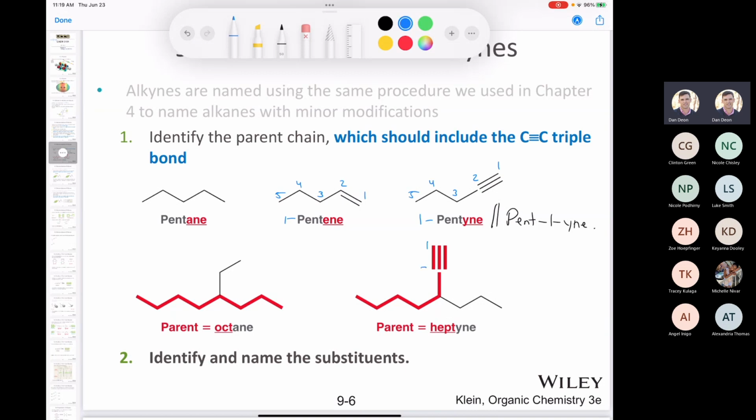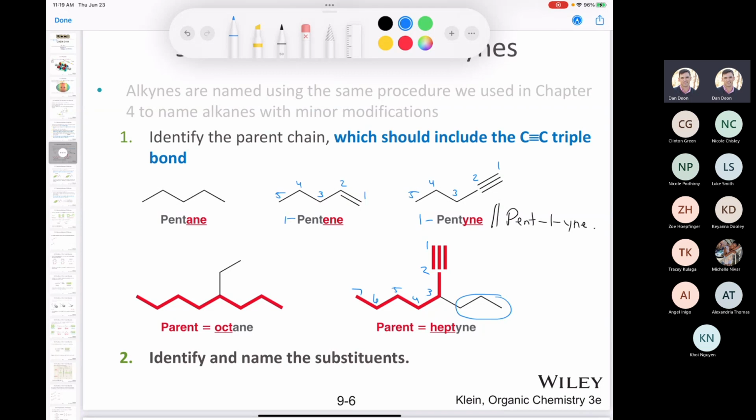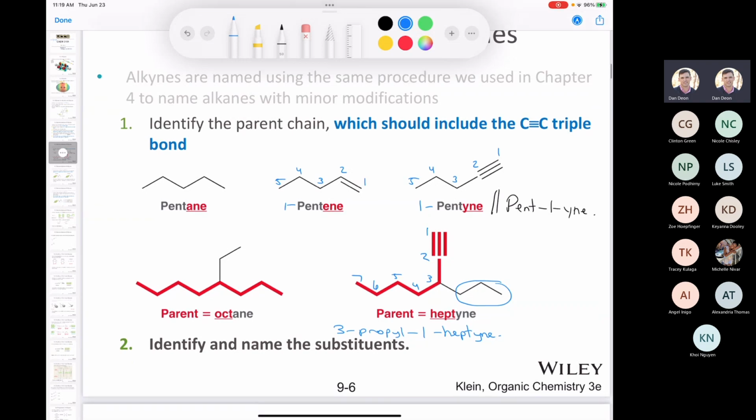So you'd start numbering 1, 2, 3, 4, 5, 6, 7. So this would be a 3-propyl because we have a propyl group. 3-propyl-1-heptyne, or you could call it 3-propylhept-1-yne. Either one is perfectly reasonable.